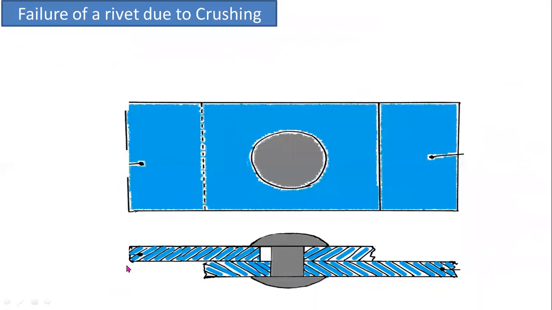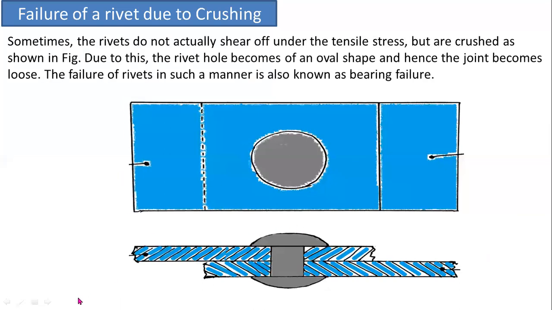Now this is the last type of failure, that is failure of a rivet due to crushing. Sometimes the rivets do not actually shear off under the tensile stress, but are crushed, as shown here. Due to crushing, the rivet hole becomes of an oval shape, and hence the joint becomes loose. The failure of rivets in such a manner is also known as the bearing failure.